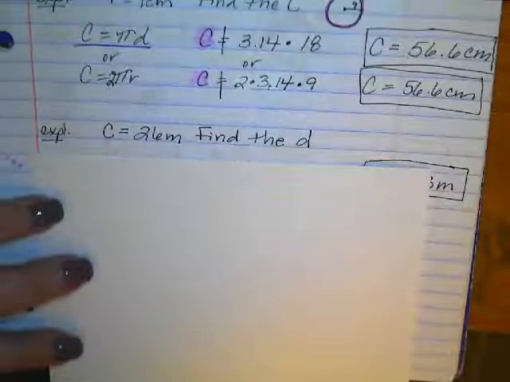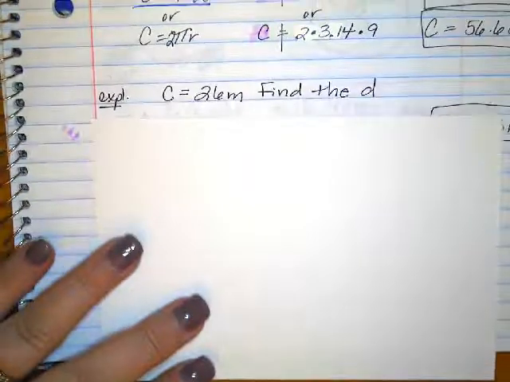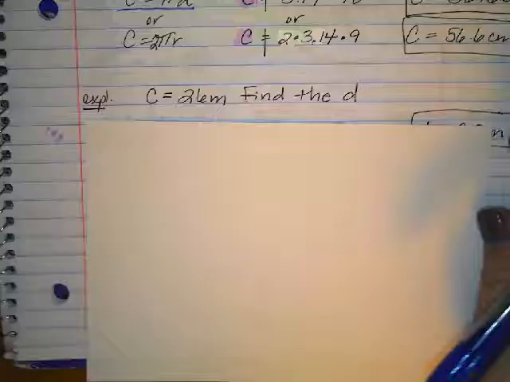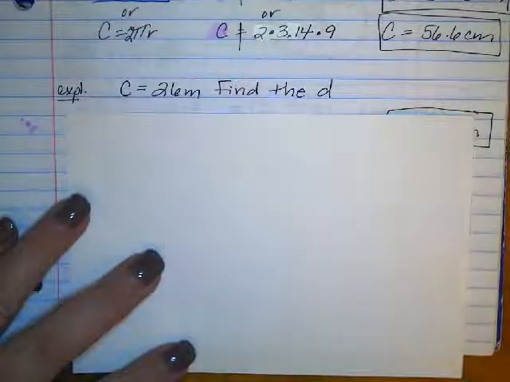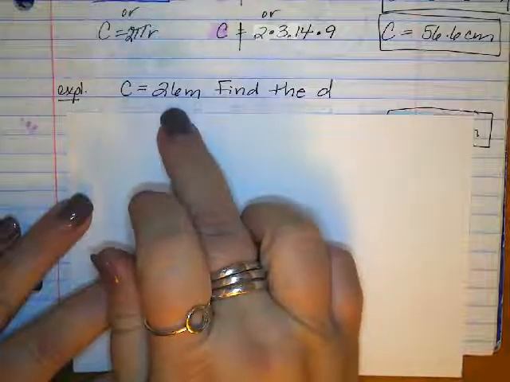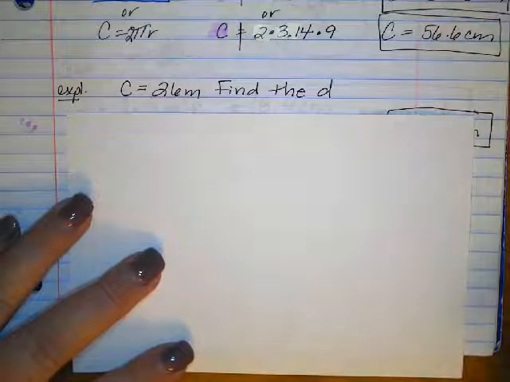Let's take a look at another example. So sometimes you're given the whole thing. So this time we're given the circumference all the way around, and they want to know how far across it is. So I have 26 meters of fencing, and I want to know how much that's going to give me in space, how far it's going to go across.